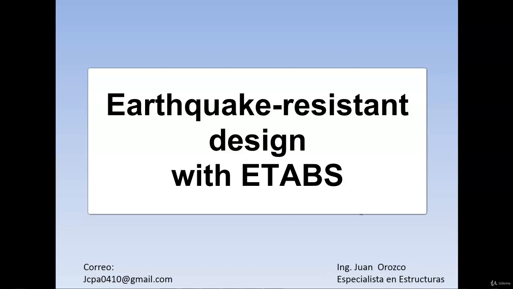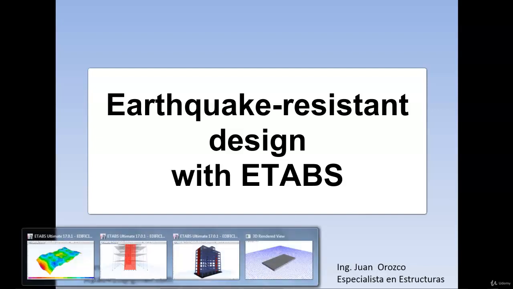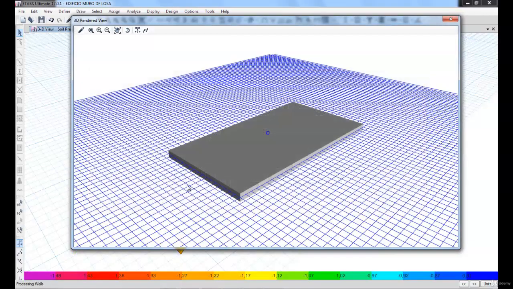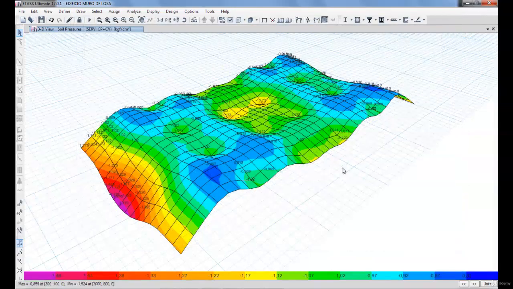And in this video, I'm going to discuss the content of this course called Earthquake Resistant Design using ETABS 17.0.1. This course is the second part, continuing on from the previous course. In part two, we're going to be designing the calculations for a foundation slab, for example, the pressure that the floor will apply to the foundation slab.